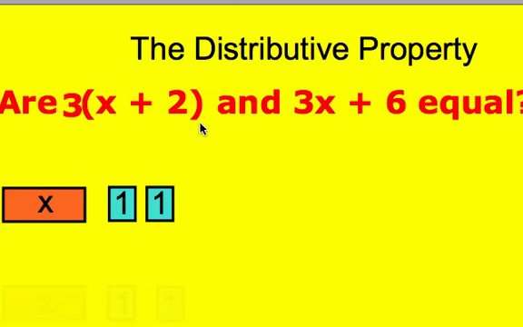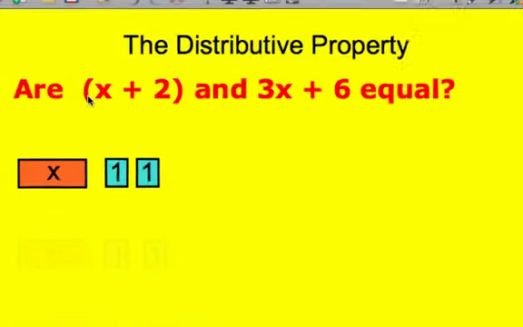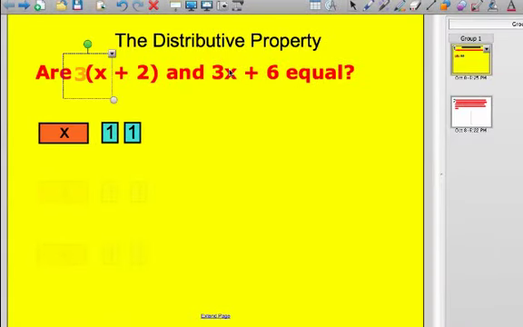are equal to one another. Before we look at that whole idea, let's just look at one group of x plus 2. That's this right here. X and then 1 and 1 makes 2. So that's x plus 2, right? And what we're saying is our 3 groups of x plus 2 equal 3x plus 6. Well, this one group right here is just x plus 2, right?